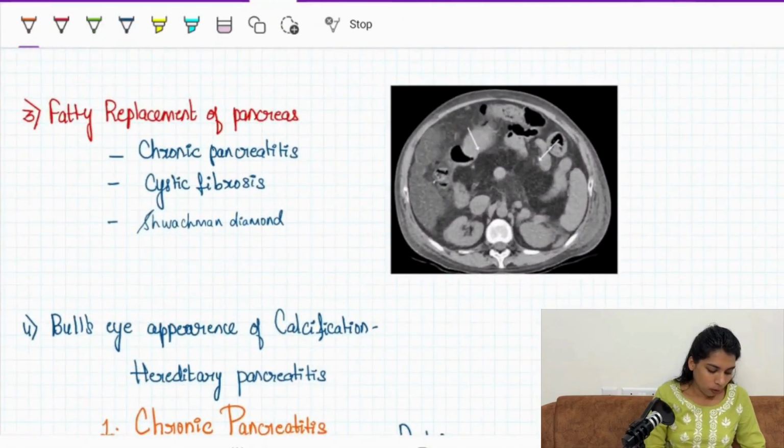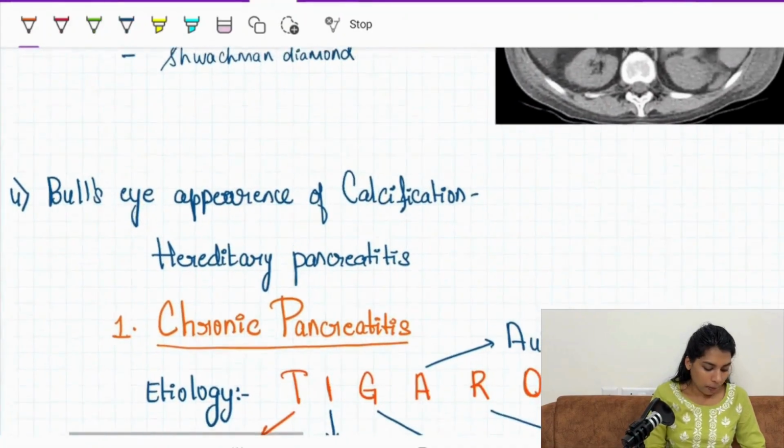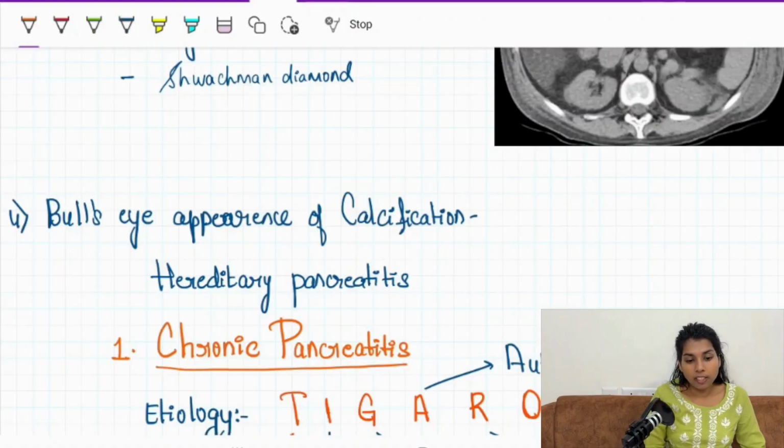Finally, coming to a few other spotters, fatty replacement of the pancreas. We know it can be seen in chronic pancreatitis, but if it is a child coming to you with fatty replacement of the pancreas, think about cystic fibrosis or Shwachman-Diamond disease. Bullseye appearance of calcification in a child is seen in hereditary pancreatitis. Hereditary pancreatitis can in turn lead to chronic pancreatitis. Now we are done with chronic pancreatitis and various forms of chronic pancreatitis.